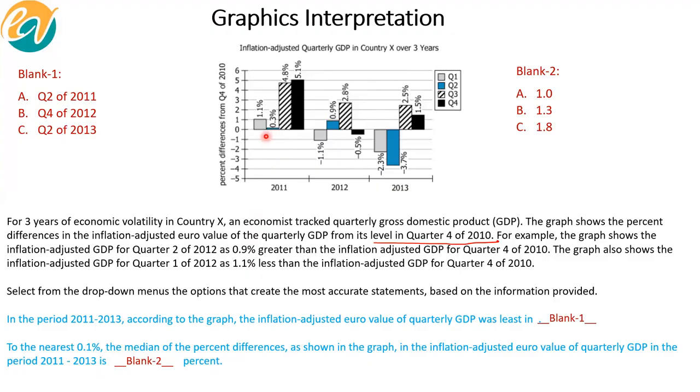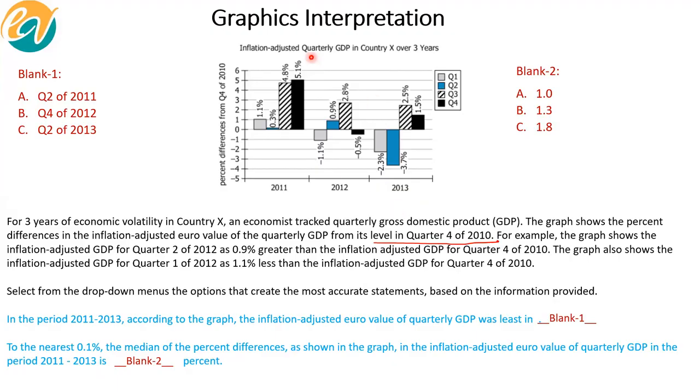Now I think that's where the gap in understanding is. Everything is based on this. This is the baseline, Kavita. So in quarter 2 of 2011, the GDP was 0.3% greater than this, not greater than this. This is the baseline. So every data here is with respect to this. Are we clear?